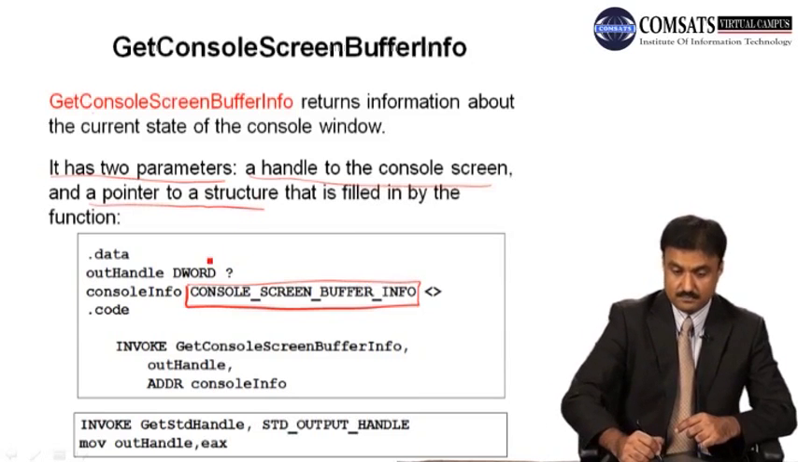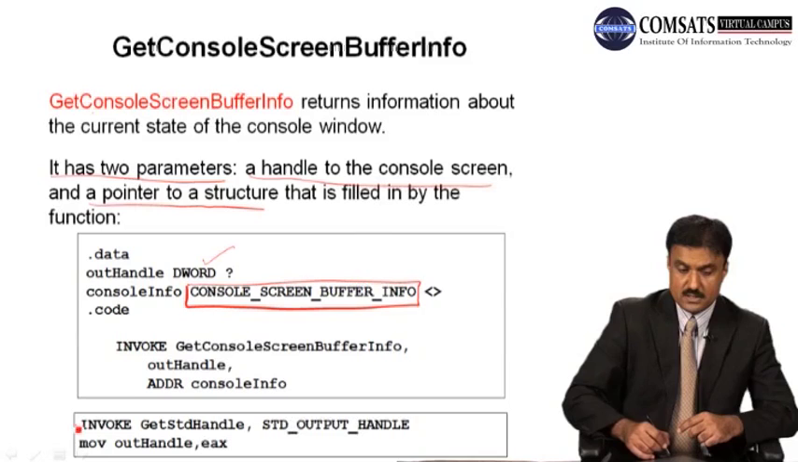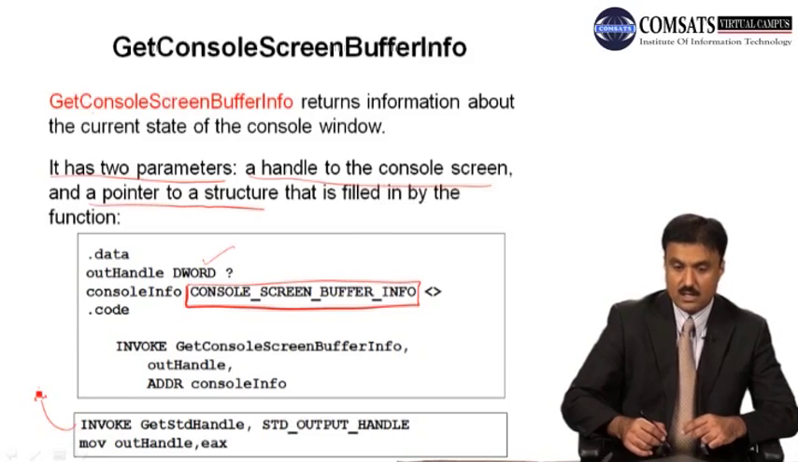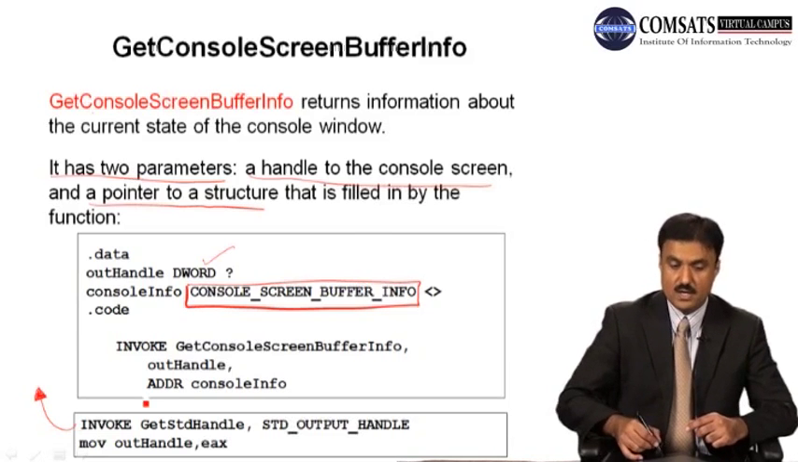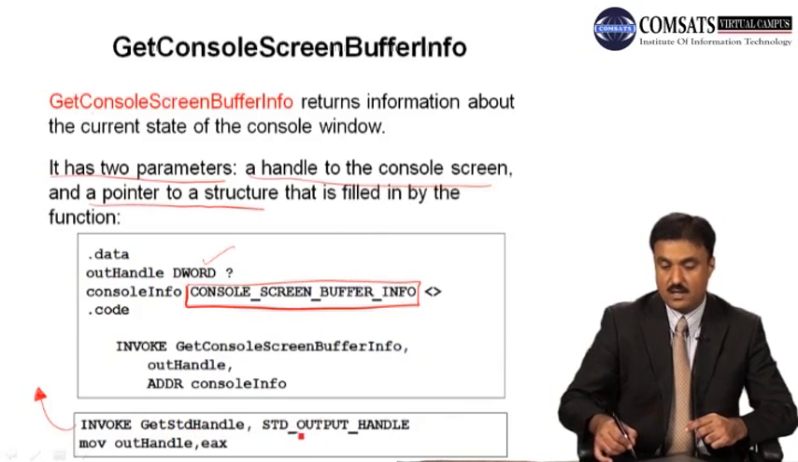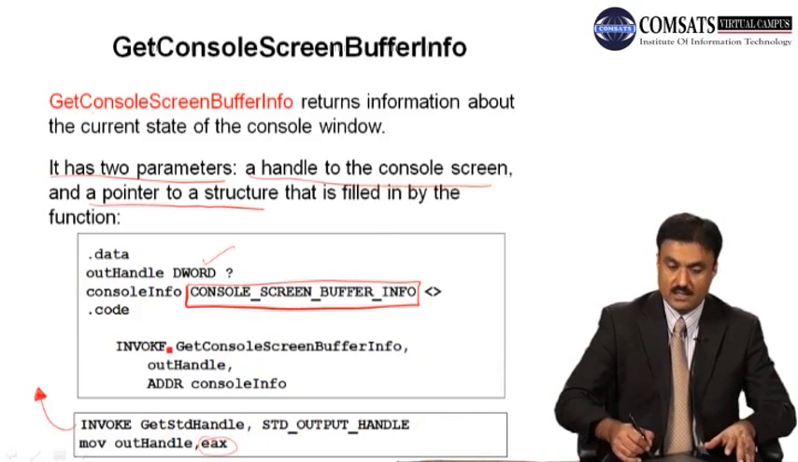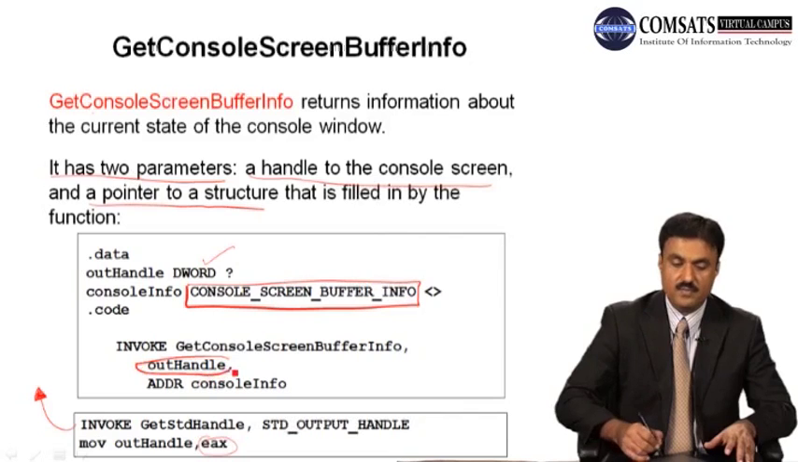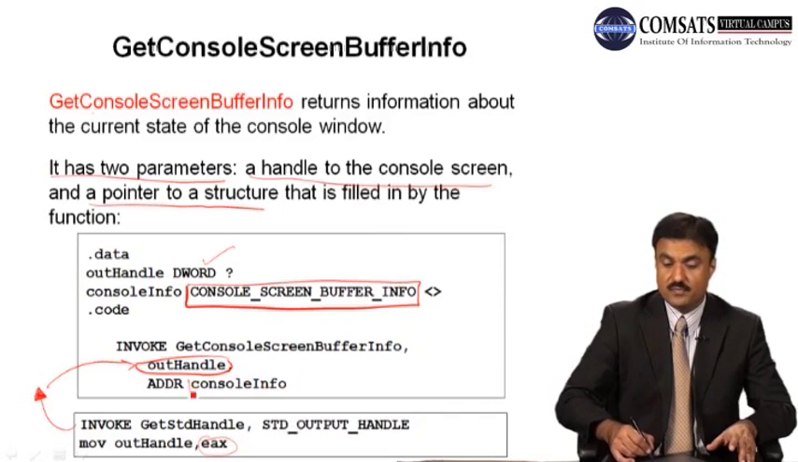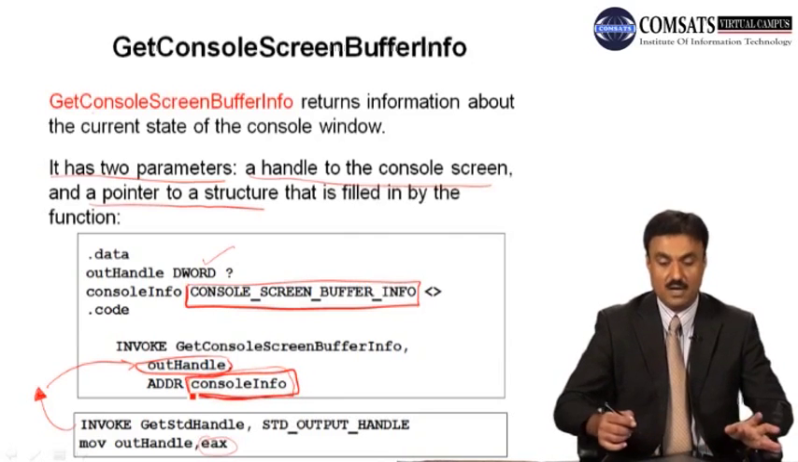So first one is the handle. For this purpose, we need a handle to this console window. So what we do, we can say invoke GetStdHandle with STD_OUTPUT_HANDLE and so on. So we can get the handle by using this one, and the same handle can be used here. Now this is the console info structure that will hold all the information, all the parameters.